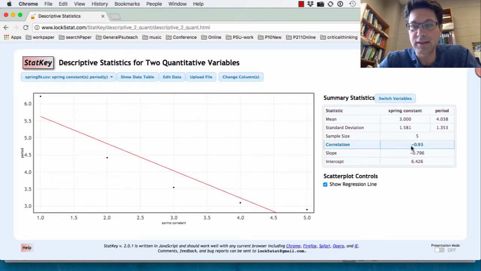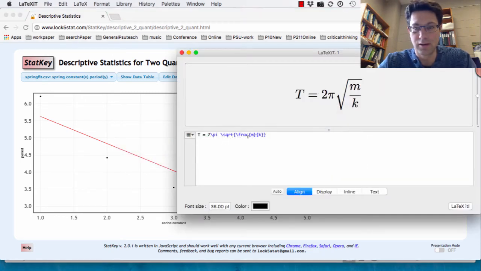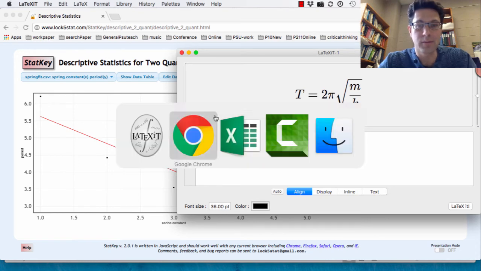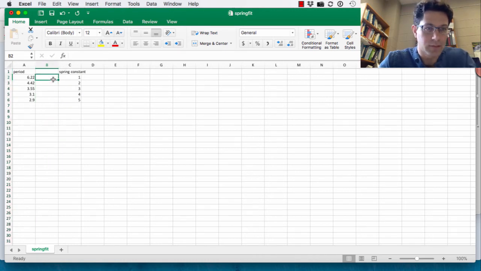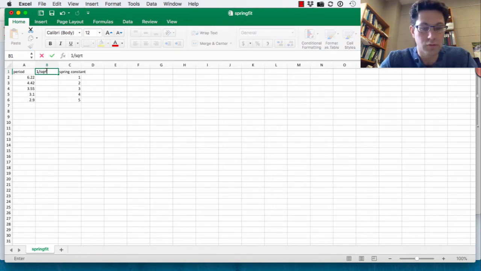But 0.93 in physics is not that amazing, and even just by looking, I can tell this is not really a straight line. In fact, it looks like a hyperbola. Since I know from theory that the relationship should not be T equal to something times k, but rather the period equal to something times 1 over the square root of k, I can go back to my Excel file. I'm going to add a column and build that relationship by taking, instead of the spring constant, 1 over the square root of the spring constant.